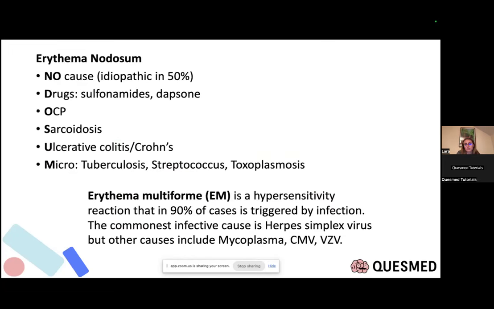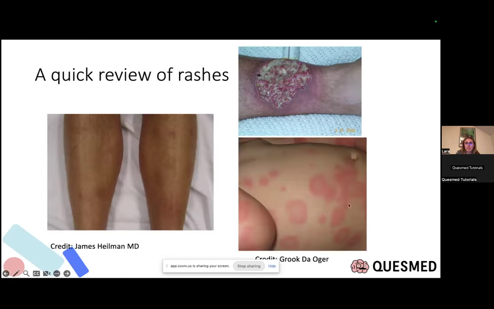And what's this one? Erythema multiforme. Oh, yeah, yes, absolutely. Erythema multiforme used to be thought to be in a spectrum and continuum with Stevens-Johnson's and TEN, but now it's felt to be separate.